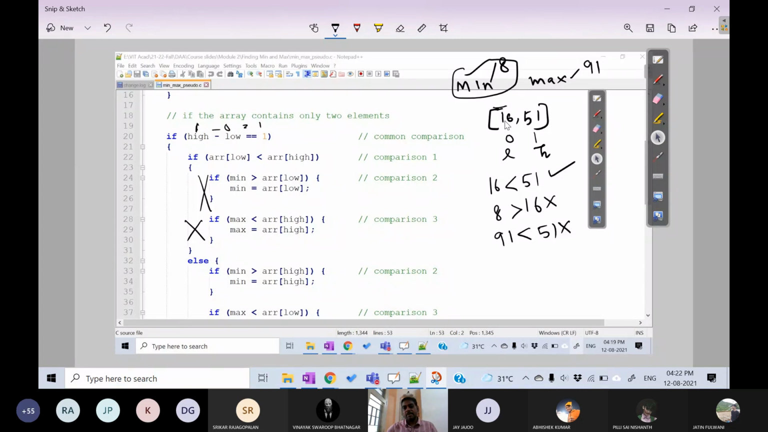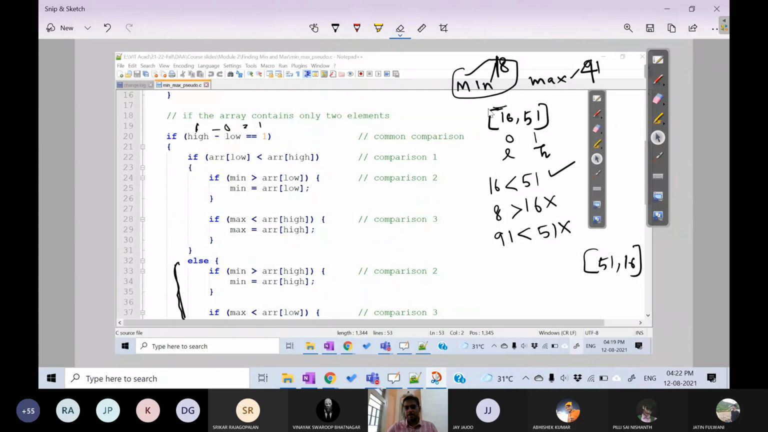Then this can happen in the reverse also. If instead of 16 and 51, the array is like 51 and 16, then the scenario will change and this part will be taken. That is one case. Now you can have another case also. Instead of this, current minimum is 18 and current maximum is 41. This is another case. In that case, what will happen?